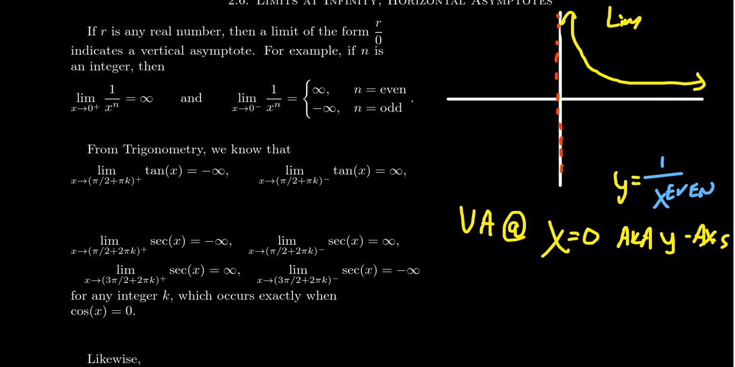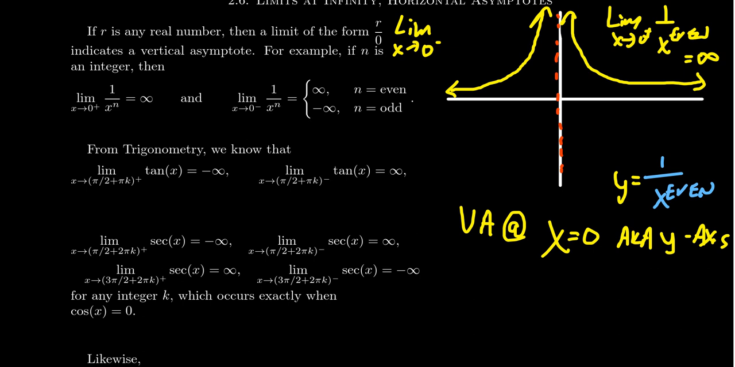The limit as x approaches 0 from the right of 1 over x to an even power is still going to equal infinity. The main difference is what happens to the left side of the y-axis. You're going to get something that's actually the mirror image of what you saw in the first quadrant, and therefore you're going to see a mirror image of the limits. As x approaches 0 from the left of 1 over x to an even power, this is also going to turn out to be positive infinity.